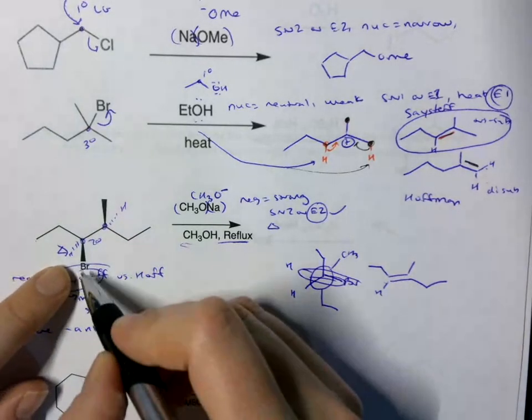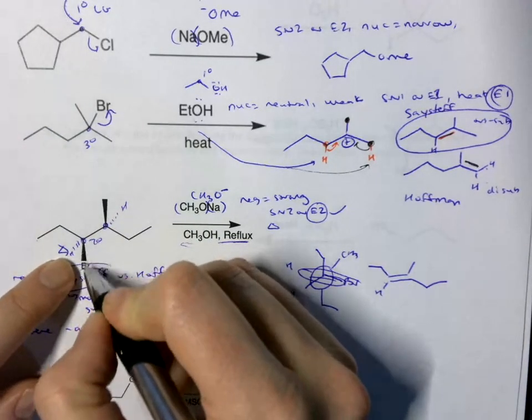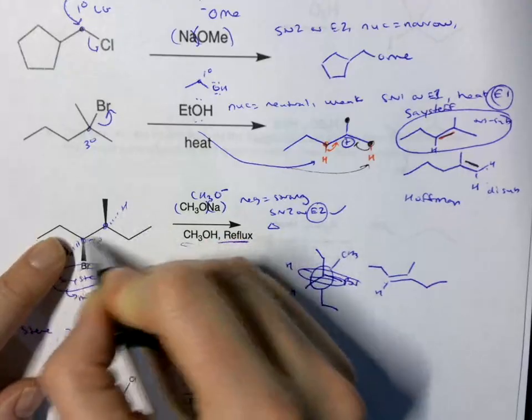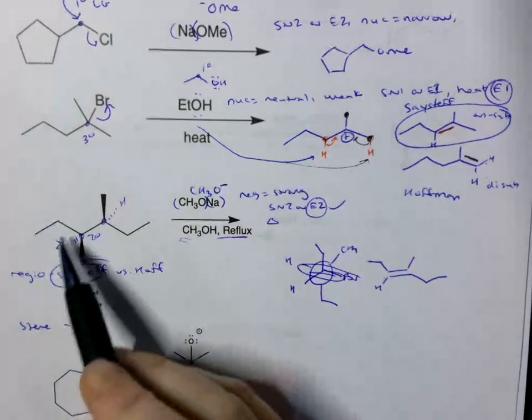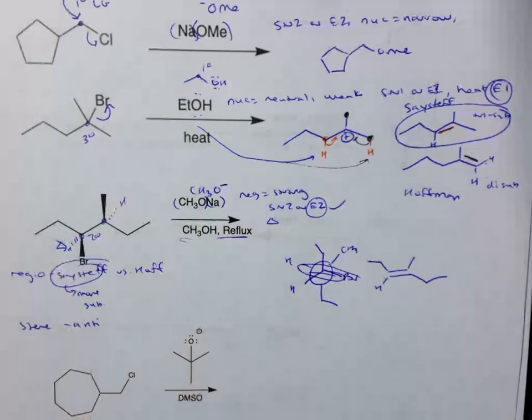Now, my PLTL leader showed me kind of a cool trick, where if this is a wedge and this is a dash, then you can tell that these two groups are going to be opposite of each other.